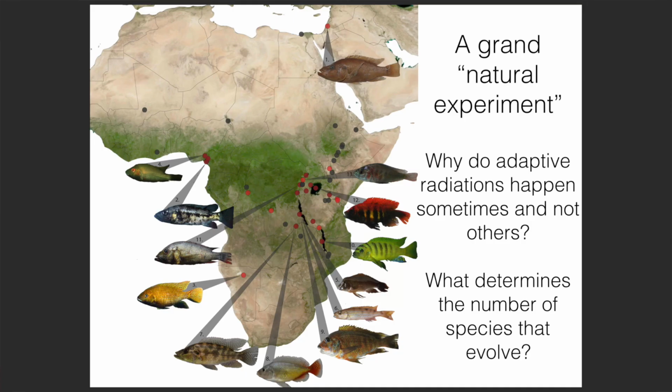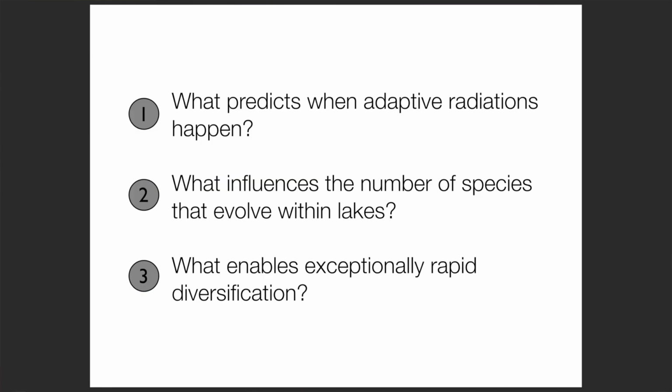So this lends itself to thinking about African cichlids as a grand natural experiment, where we can ask questions like, why do adaptive radiations happen sometimes and not others? And what determines the number of species that evolve within adaptive radiations? So I'm going to touch on three questions today that are related to research that I've been working on. The first is what predicts when adaptive radiations happen. The second is what influences the number of species that evolve within these lakes. And then third, what enables exceptionally rapid diversification in some cases.